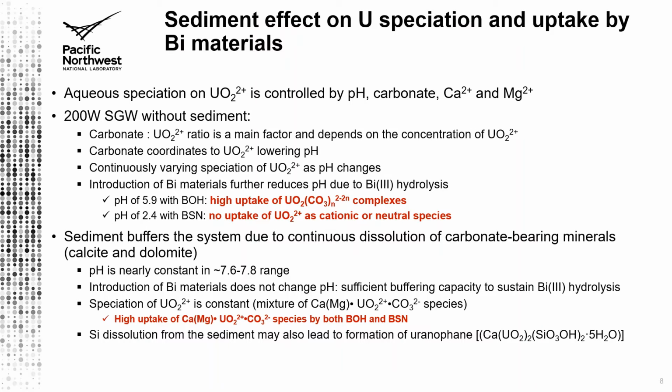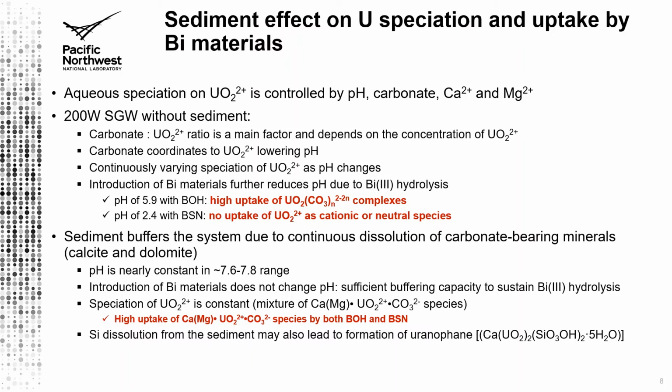When the BOH or the BSN is added to the system, the pH is lowered even further due to hydrolysis of these bismuth materials. For BOH, the pH dropped to around 5.9. At this pH, there is a high uptake of uranyl carbonate complexes by the bismuth material. For BSN, however, the pH is much lower, as the BSN hydrolysis is only partially completed during the synthesis process. At a pH of about 2.4, there is little to no uptake of the uranium, as it's likely present as a cationic or a neutral species at this pH.